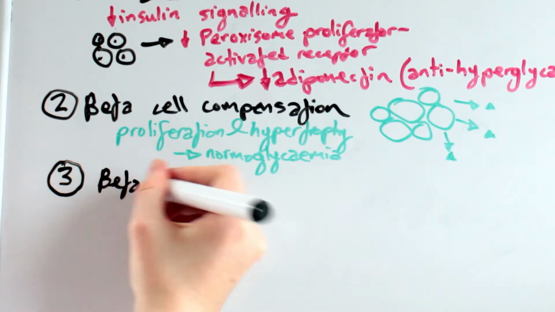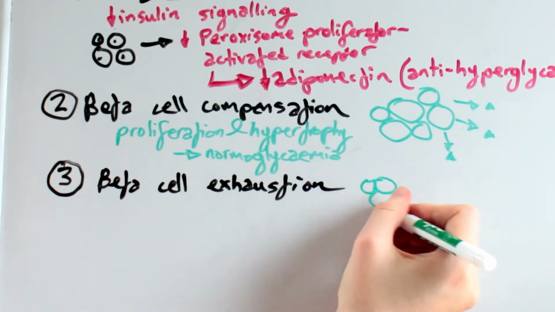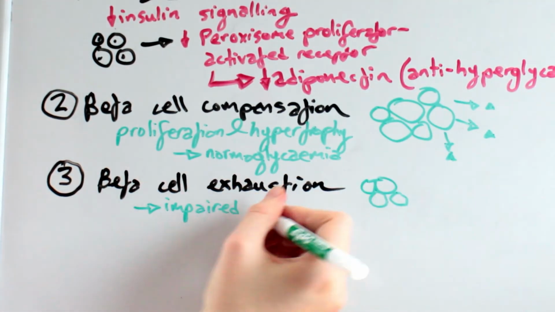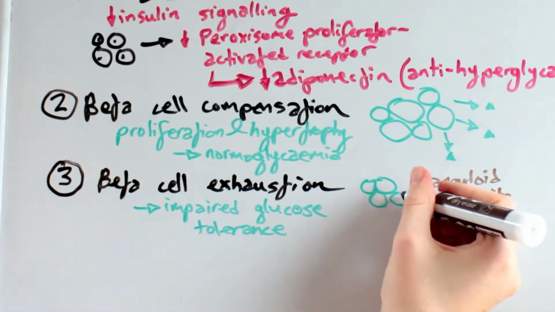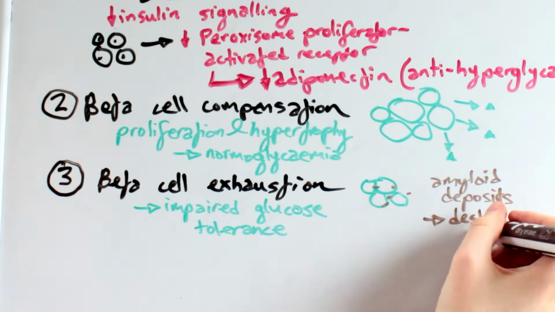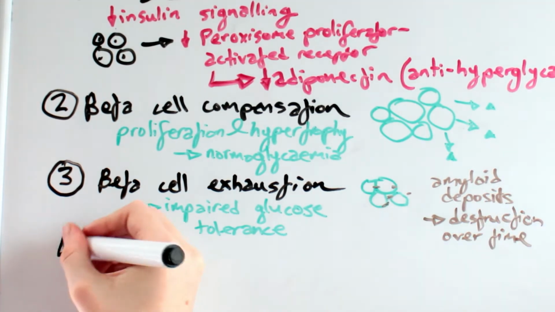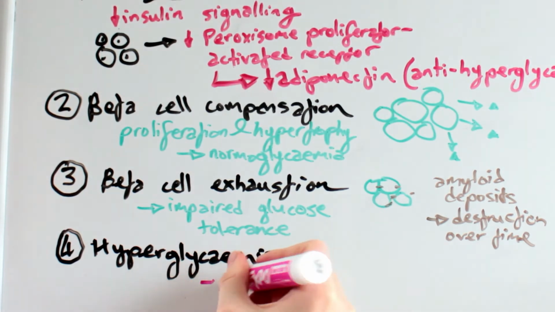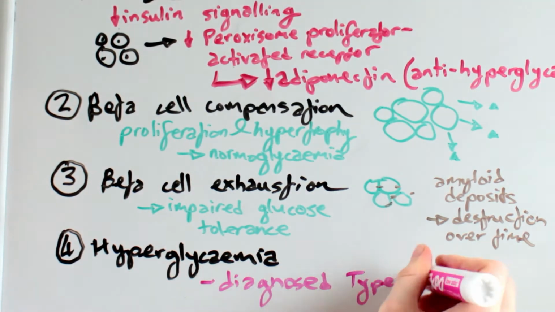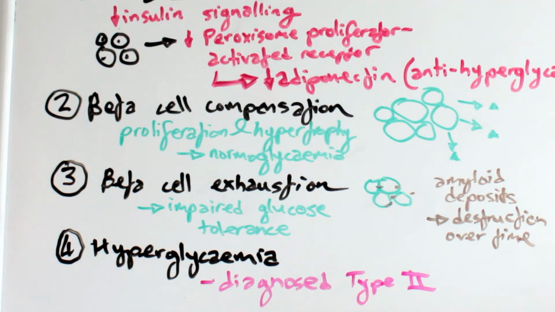Over time, however, beta cell exhaustion occurs. This leads to impaired glucose tolerance, and amyloid deposits in the pancreatic islets start to cause destruction of beta cells. Finally, there is a loss of regulation over blood glucose and hyperglycemia. This is when we can diagnose type II diabetes.